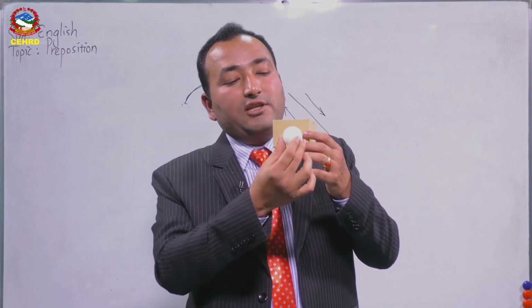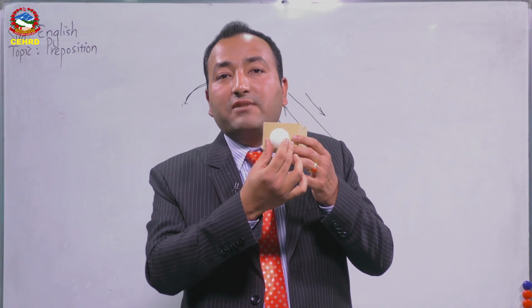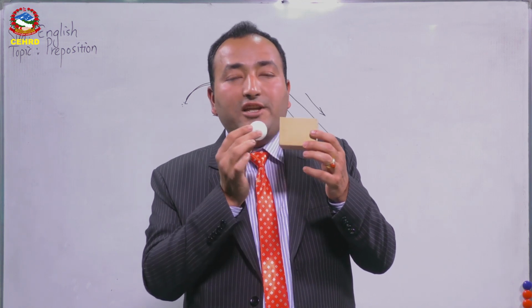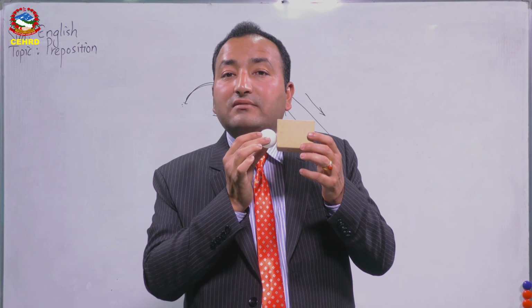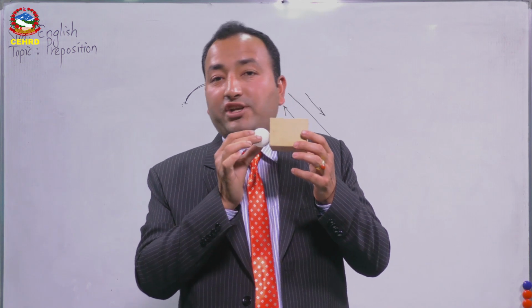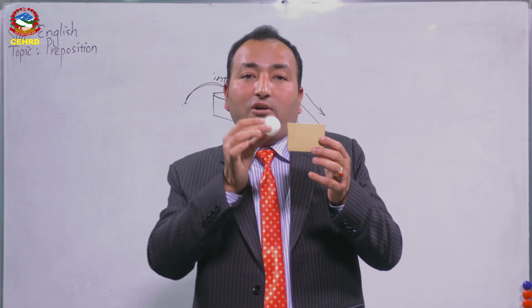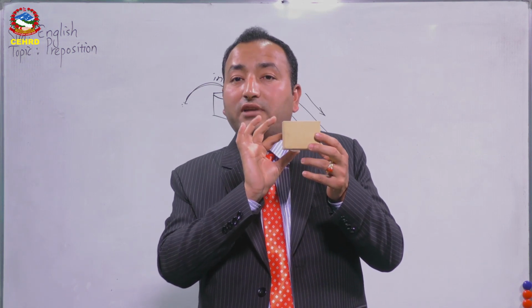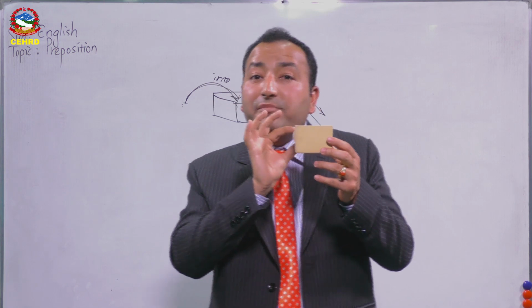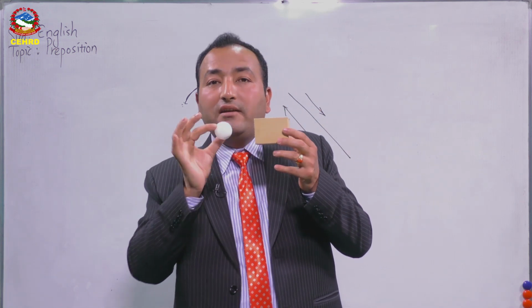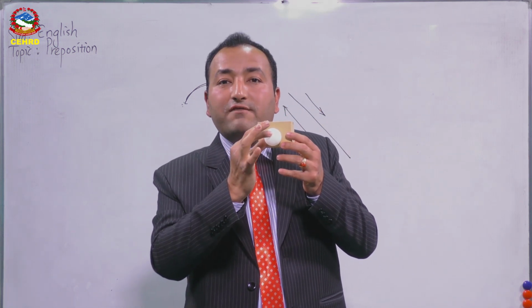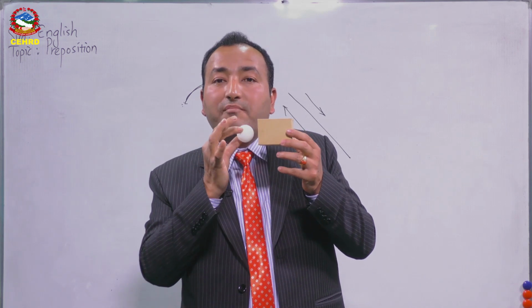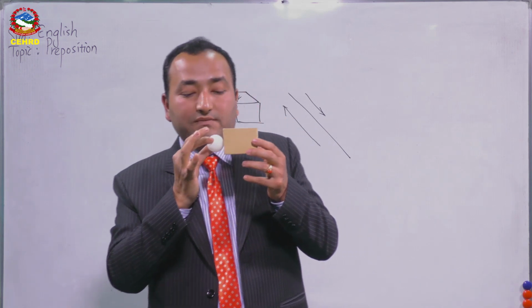Suppose the ball is in front of the box. The ball is beside the box, beside, near. The ball is behind. Can you see the ball? No. It's behind. It is in front of the box. It is beside or near the box.